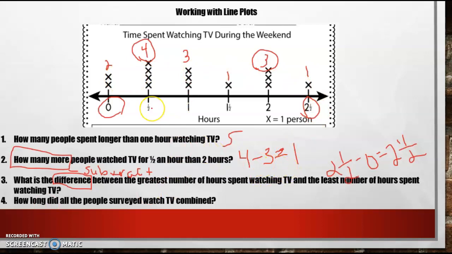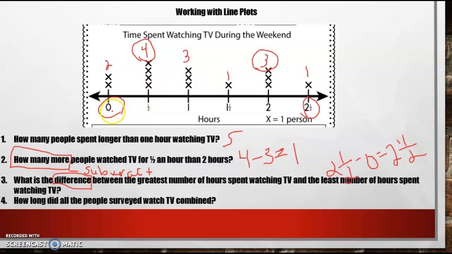So, again, do not make the mistake of adding the 2 plus the 4 plus the 3 plus the 1 plus the 3 plus the 1. That would mean that you are adding up all the people that watch TV. That's not what it's asking. It's asking how long did all the people surveyed watch TV combined. So we need to add up the amount of hours.